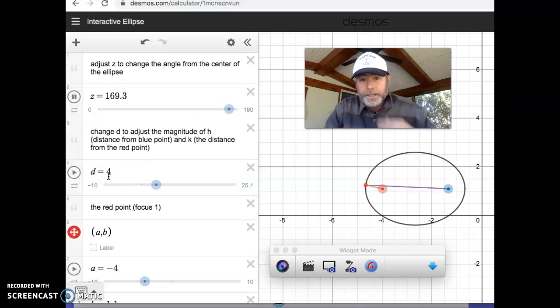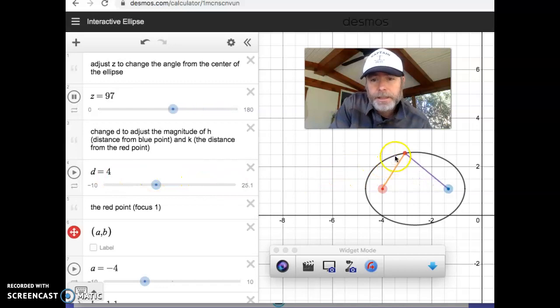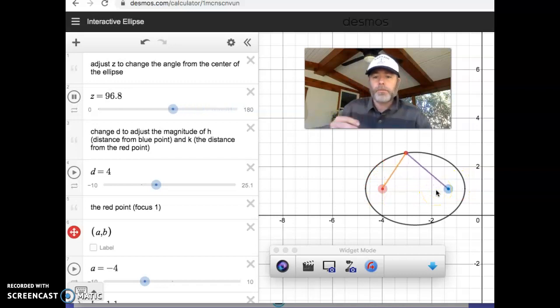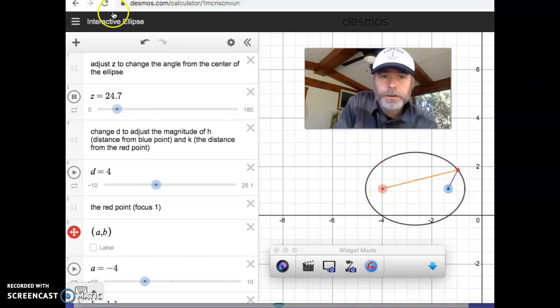And here's why it doesn't change. The whole definition of an ellipse is that for these 2 distances, anywhere on this ellipse, the sum of these distances is the same. That's very important. These are called the foci. So the third thing we're going to do is find these coordinates.